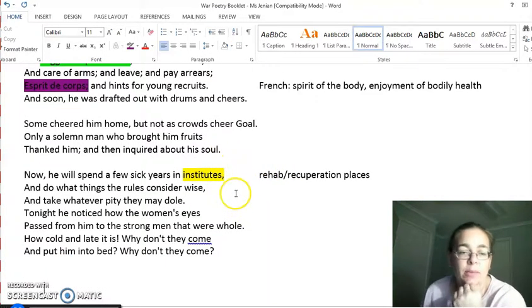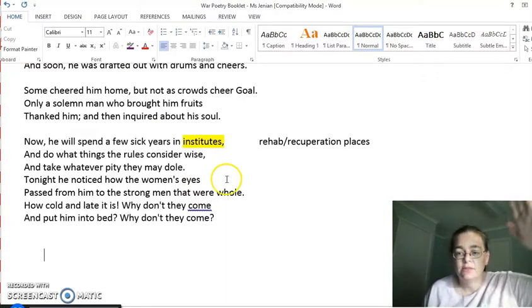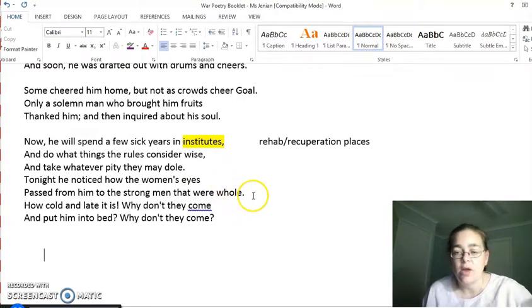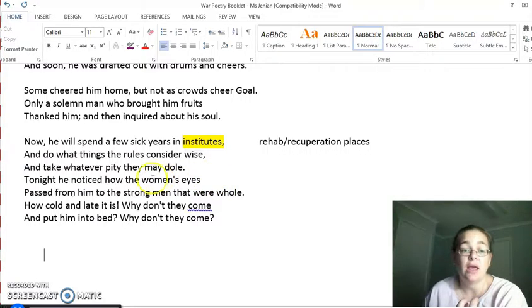And then we're back in the Institute. So he's gone through this trip down memory lane from where he is, back in history, reasons why he joined the army, how he got injured, and now he's back again, noticing that women don't look at him, they look at the fit, strong young men, and now he just wants to go back to bed.